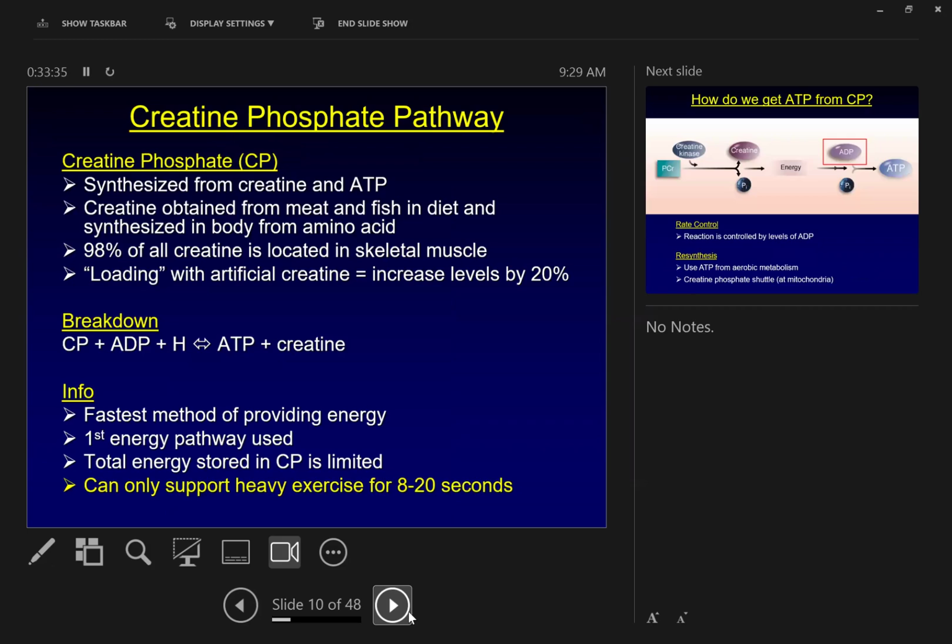We're going to start with our immediate pathways. What about the ones that go really, really fast? We're going to start by talking about the creatine phosphate pathway. Outside of stored ATP in your muscle, this is the first pathway that we primarily use when we need more energy right now. And we use it first because it's fast. It's fast because it's a one-step reaction.